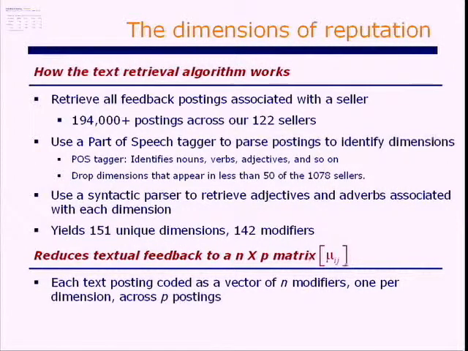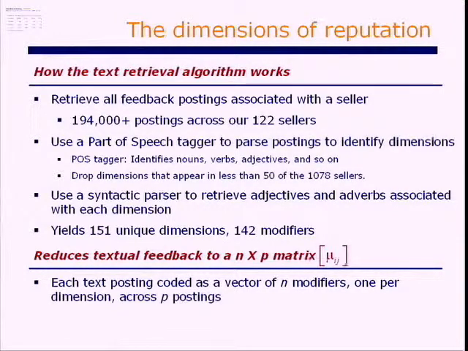All right, so this is how the text retrieval algorithm works. We get all the feedback postings associated with a seller. We use a tagger, and the actual programs that we're using here are standard open source stuff. The innovation here is not in a new method for mining the text. One of my co-authors, Panos, is a text mining expert, and so this is fairly standard, here's how you structure the stuff.